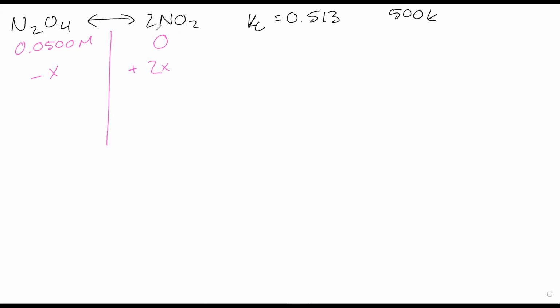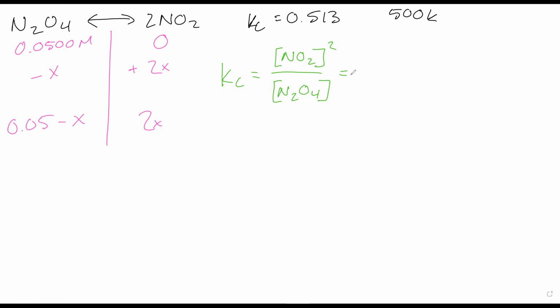And our final equilibrium formulas are going to be 0.05, I'm not going to put in all the extra zeros because not necessary, and 2x. Now, next thing I need to set up is my Kc formula. What is Kc? Kc is products over reactants. I'm looking for the concentration of NO2 squared over the concentration of N2O4 with no coefficient because it's a 1.